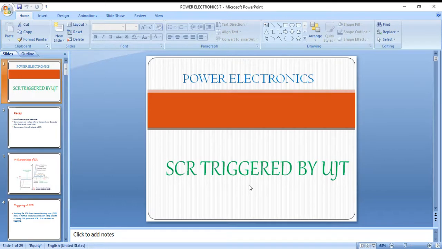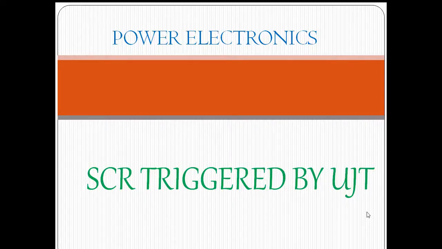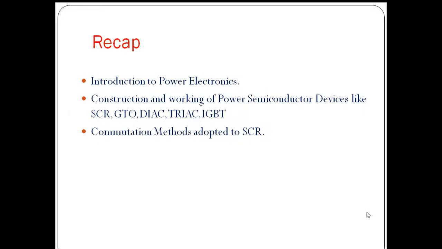Hello, my dear students. In the last power electronics lectures, we started our discussion regarding the importance of power electronics. Then we discussed various power semiconductor devices like SCR, GTO, DIAC, TRIAC, IGBT, their working and VI characteristics of the different devices. Then we discussed the commutation methods which are adapted for SCR.